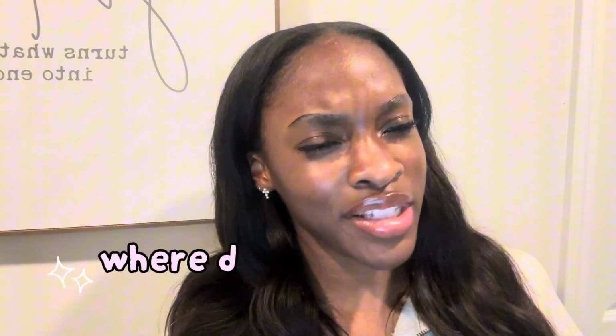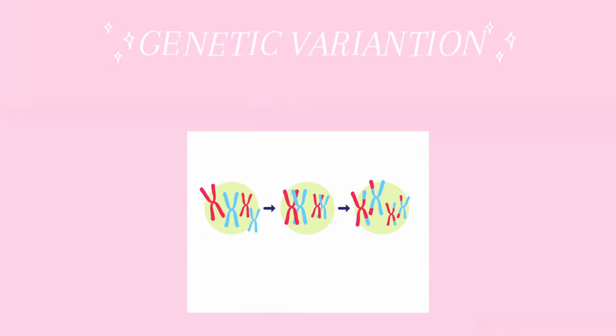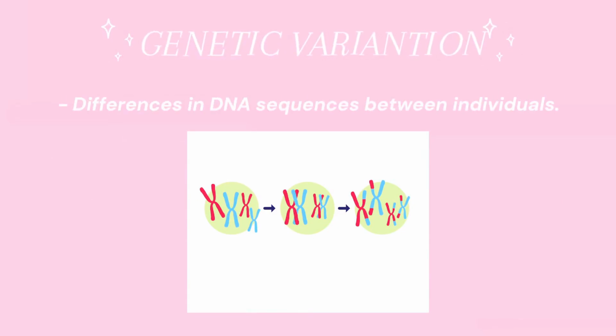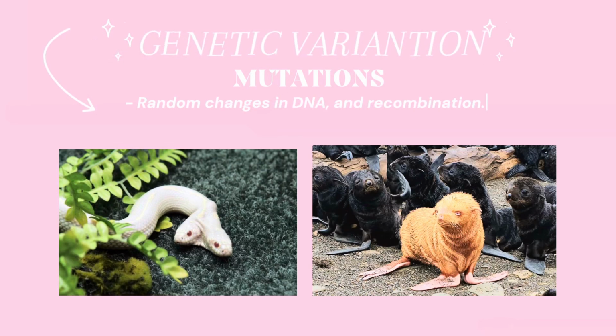When we hear the word speciation, we almost think of something sudden, like one species instantly splitting into two. So, you might ask, where does this process start? It starts with genetic variation. Genetic variation means differences in DNA sequences between individuals. These differences come from mutations, which are random changes in DNA, and recombination.